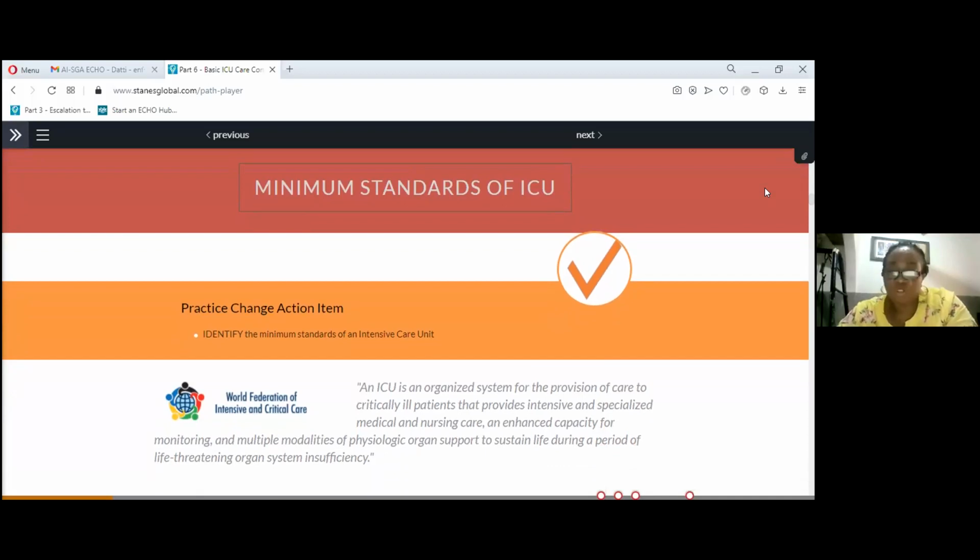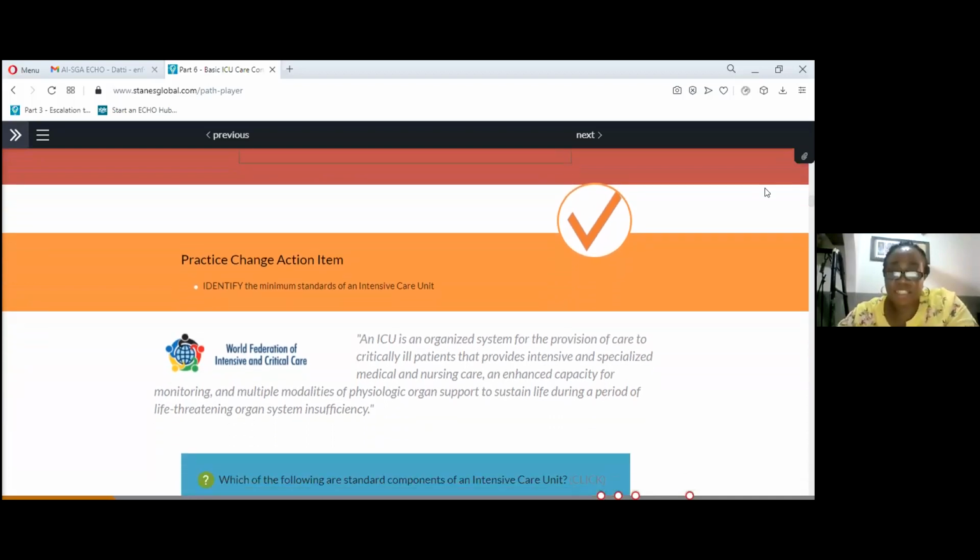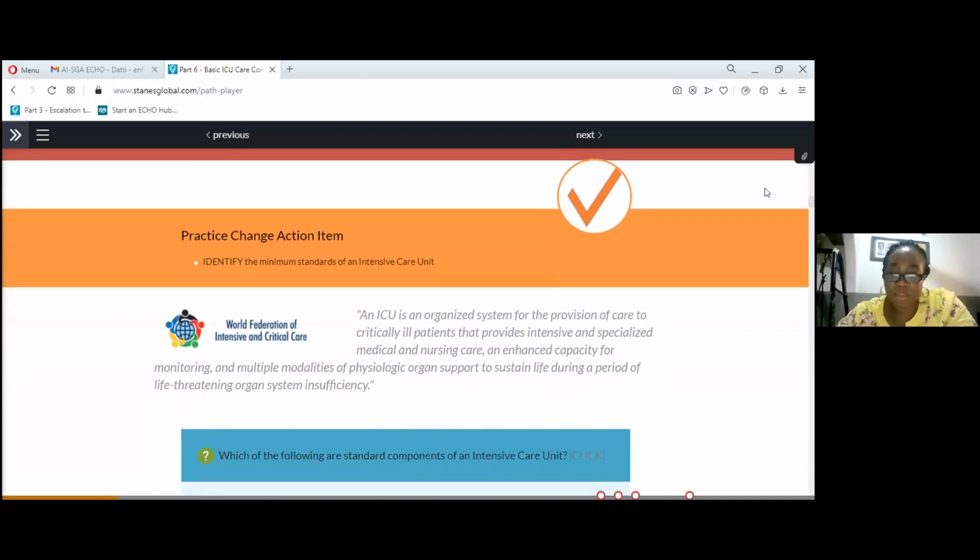The hospital is green, you don't have an ICU. An ICU is an organized system for the provision of care to critical patients, with specialized medical and nursing care, and enhanced capacity for monitoring and multiple modalities of physiological organ support to sustain life during a period of life-threatening organ system insufficiency.